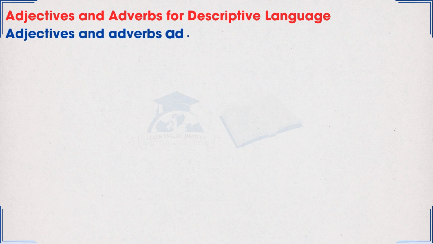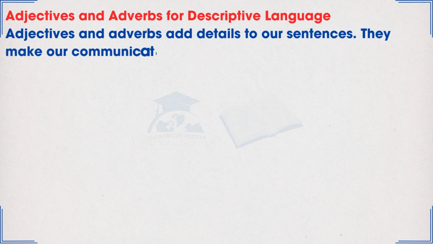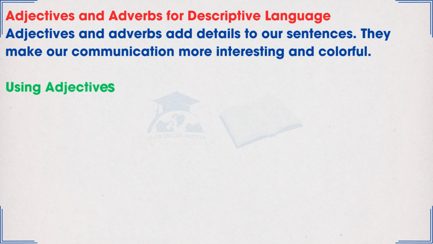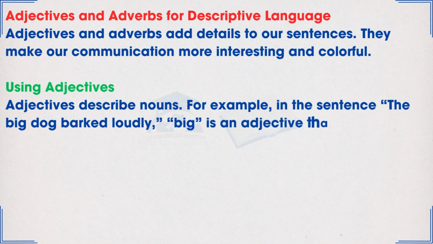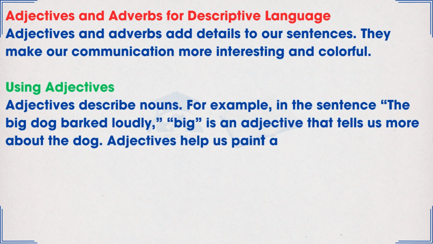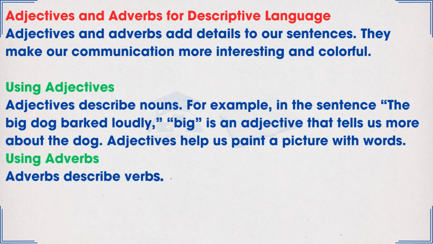Adjectives and adverbs for descriptive language. Adjectives and adverbs add details to our sentences. They make our communication more interesting and colorful. Using adjectives. Adjectives describe nouns. For example, in the sentence, "The big dog barked loudly," big is an adjective that tells us more about the dog. Adjectives help us paint a picture with words.